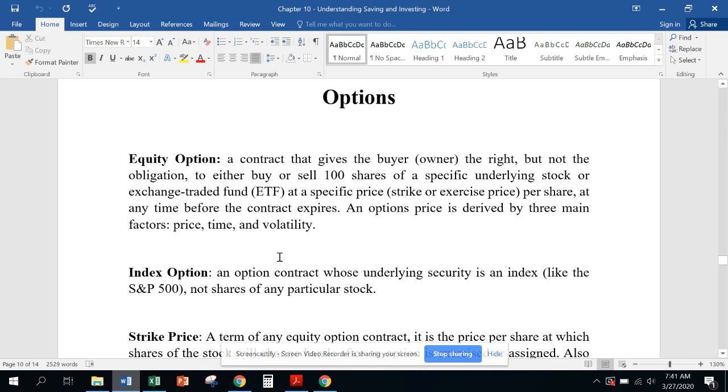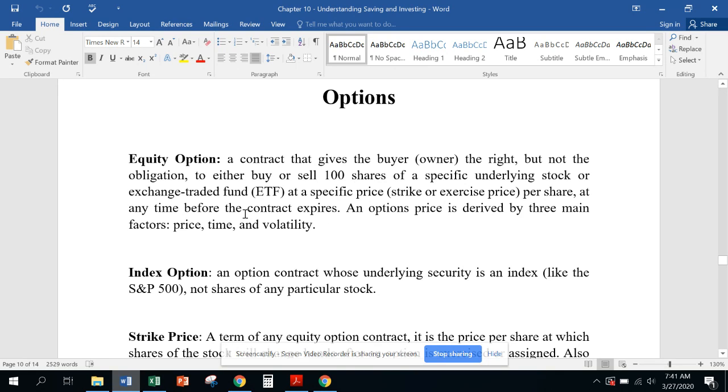So the equity option gives the buyer of the option the right to buy or to sell the underlying security. So I could buy a call and have the right to buy, let's say, Apple stock. I could own a put option, which is the right to sell that same stock. Now, each option contract guarantees you the right to buy or sell 100 shares of the underlying security. Okay. And when you get one of these contracts, you're going to specify the strike price, or the price at which you're willing to buy or sell that security.